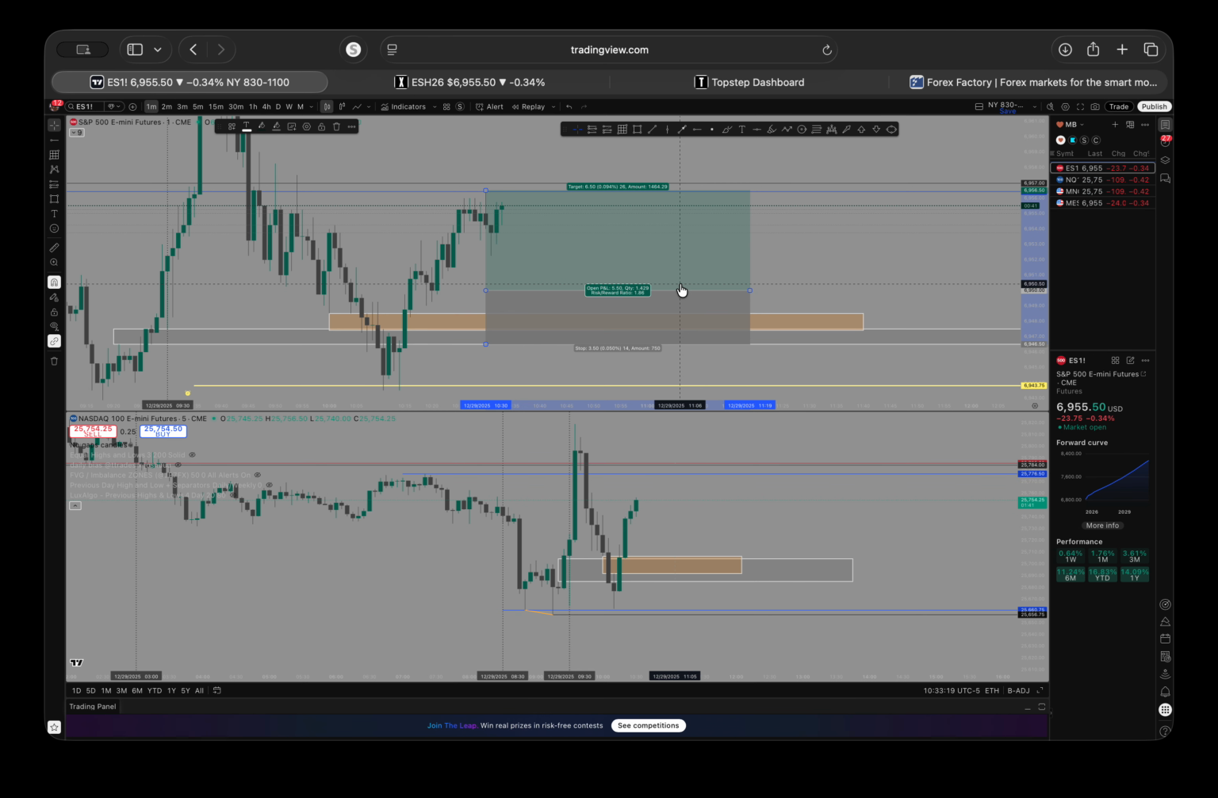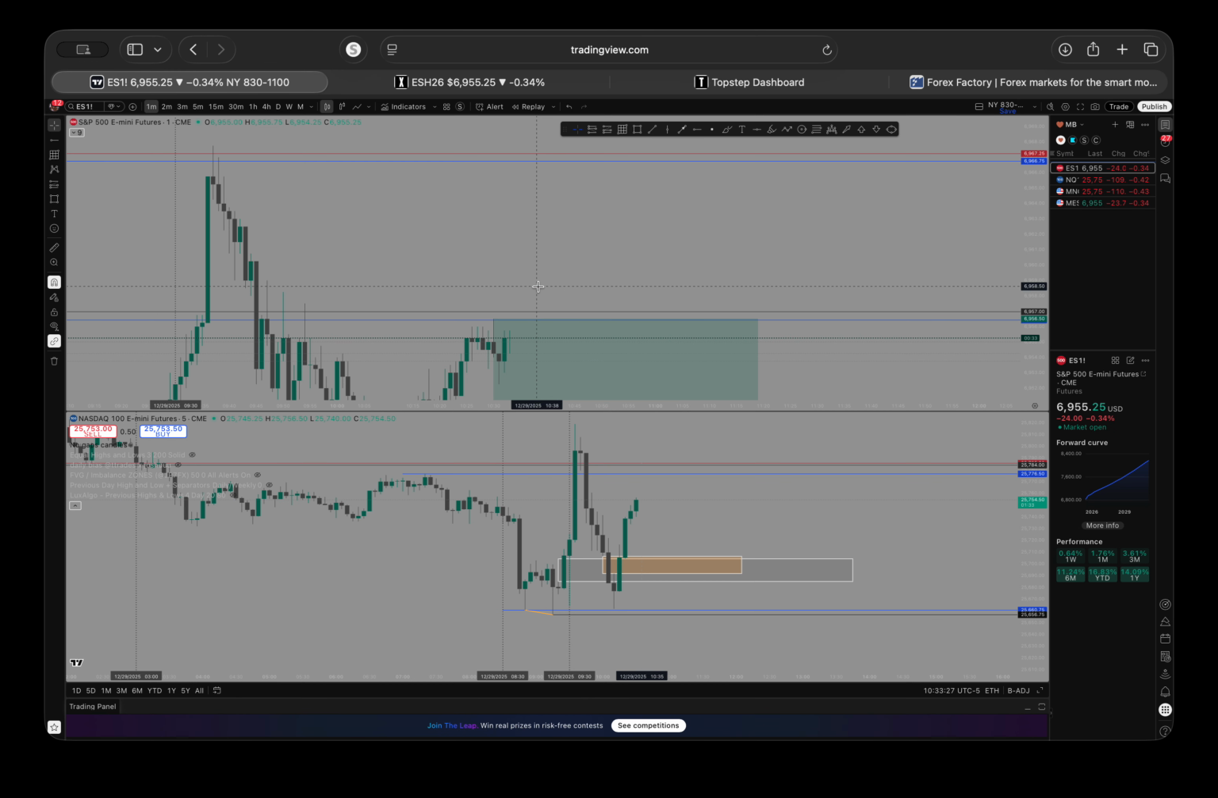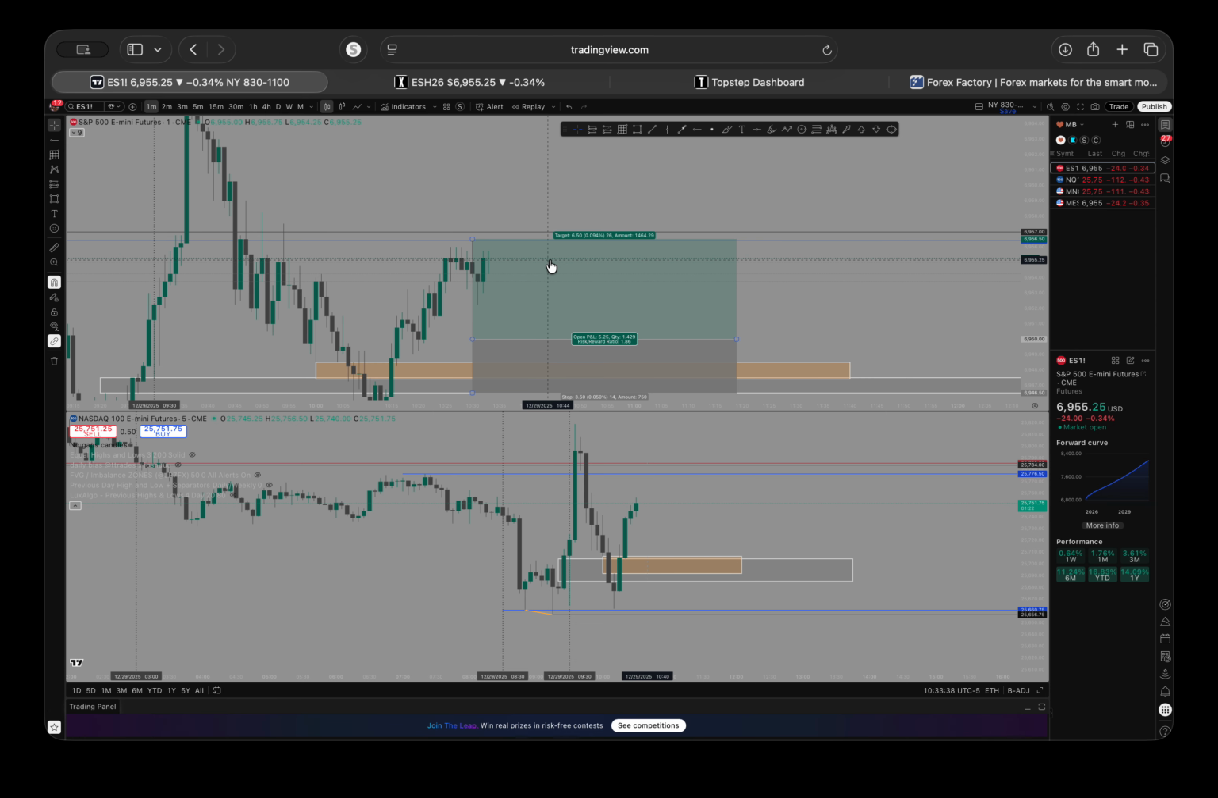So my next target would be, if I had price close above this key level up here, and it showed me a fair value gap and all those things again, then I would be comfortable to take this to the next price target. So I'm going to delete that.